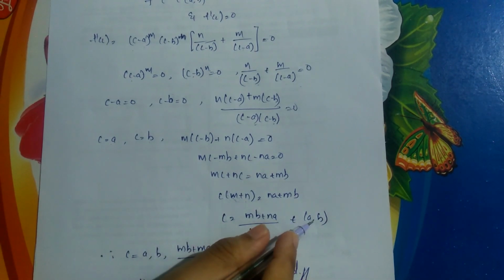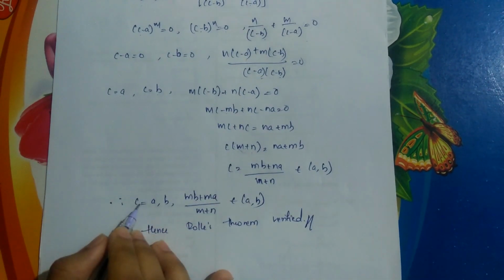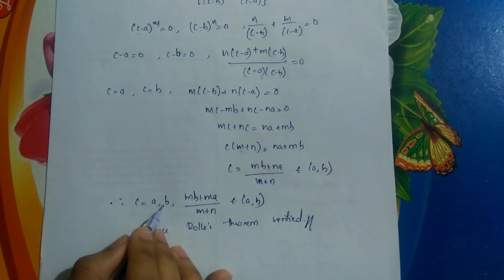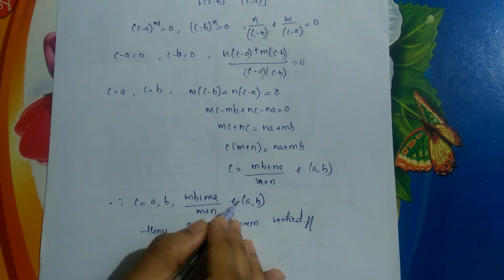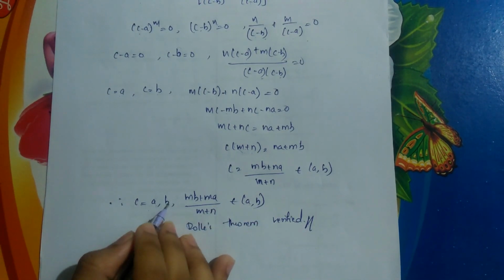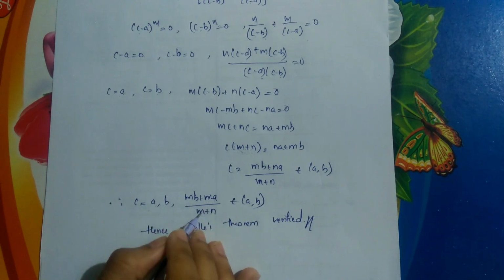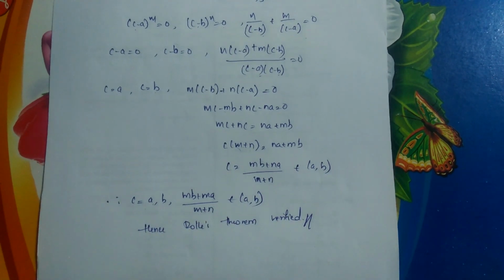And that belongs to the interval (a, b). So the values of c we got are c equals a, b, and (mb plus na) by (m plus n), and these three points belong to the interval (a, b). It means the values of c are a, b, and (mb plus na) by (m plus n), and these three points lie somewhere in between a and b. Hence, Rolle's theorem is verified.